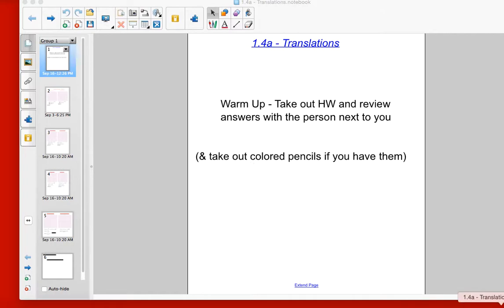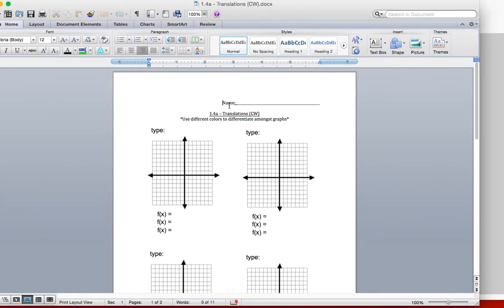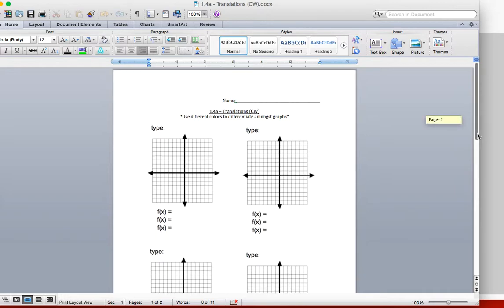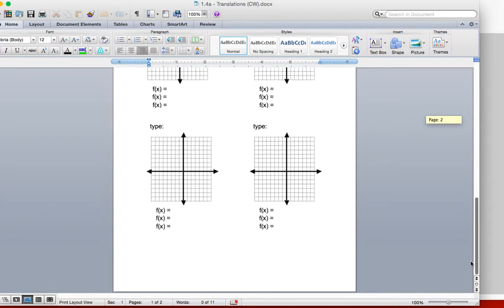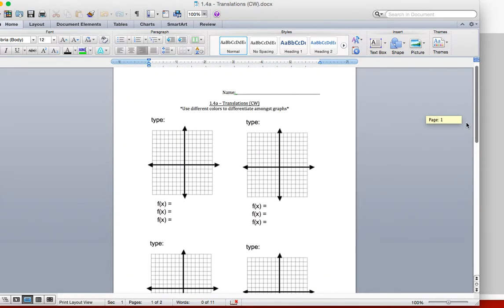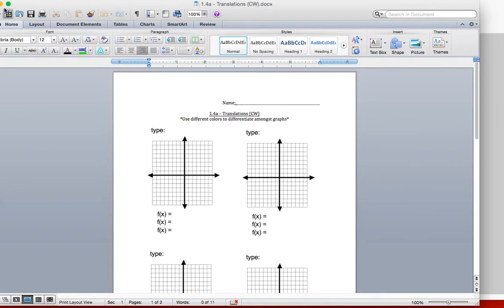What you should get in the front corner of the room, where I usually am, is this classwork. It says 1.4a translations. It's really just blank. You just have a few graphs, and that's really what you want for your notes today. So have that in front of you. If you need to pause the video and go get one, do that, and then come back and start it back up.